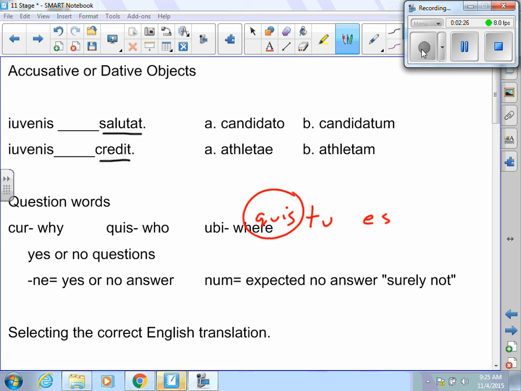Quis would be used. But if I say, are you Tom, I'm asking a yes or no question. So I would have Tom, are you Tom, question mark. Because it's a yes or no question, I need to add ne at the beginning of it.